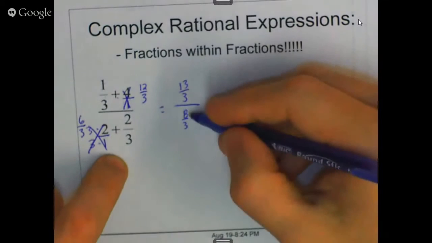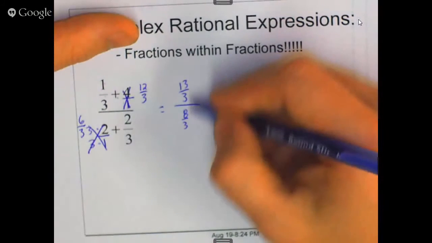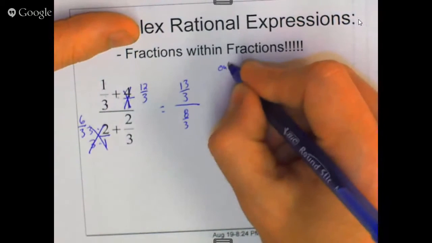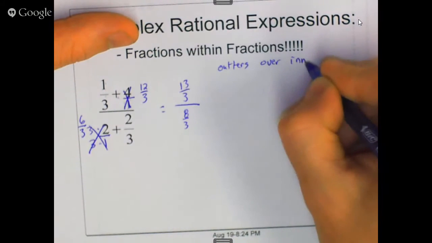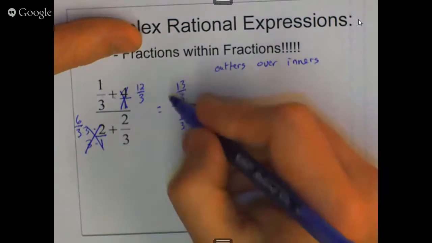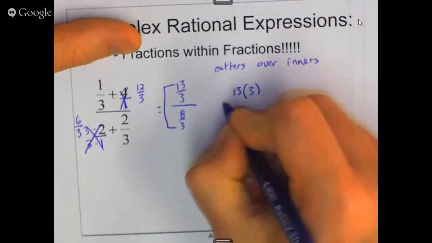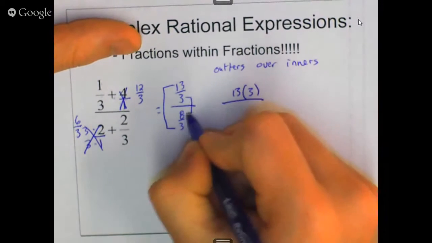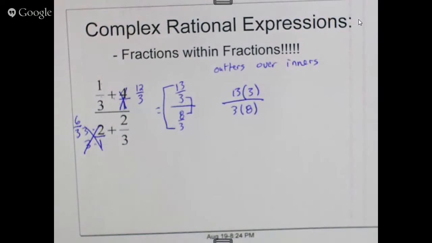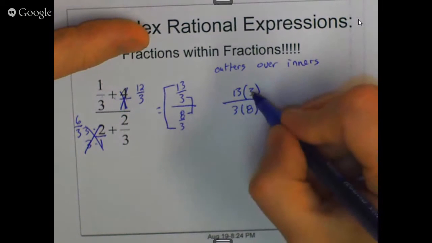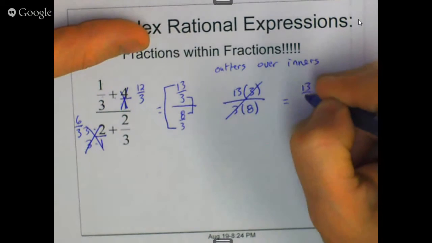Now, how do I divide fractions? Well, we can multiply by the reciprocal, or when they're stacked up this way, we do outers over inners. And it's just what it sounds like. You take your outside two numbers, 13 times 3, over your inside two numbers, 3 times 8. And I didn't multiply them out because hopefully you notice here that I can just cancel out my 3's and I get 13 over 8.